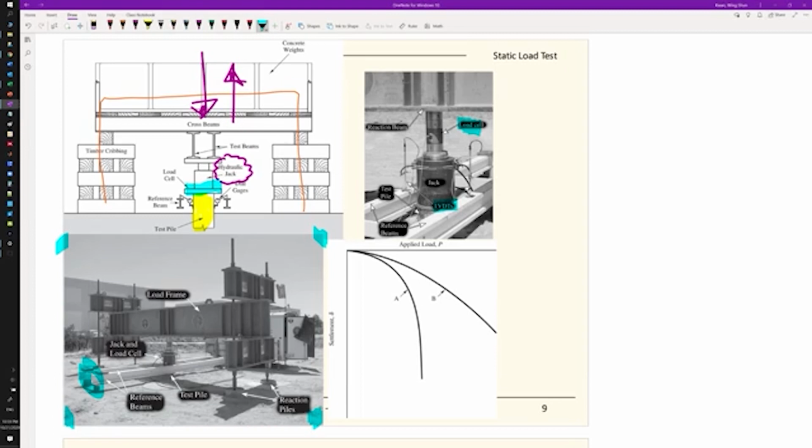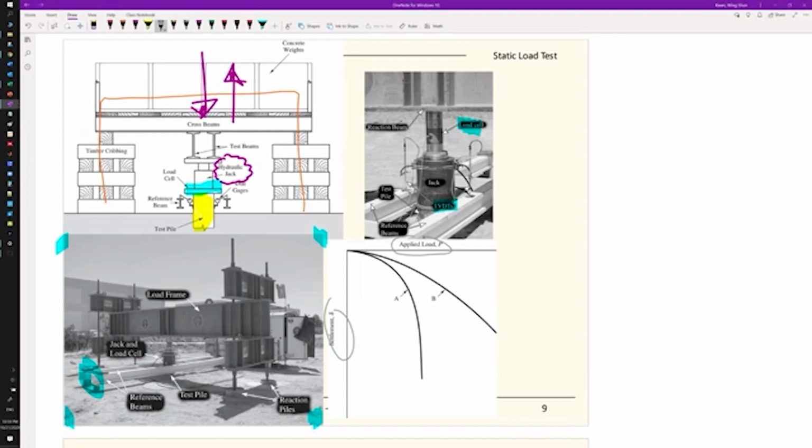But anyway, so that's the overall setup, and the final products for the static load test are those curves, like a pile response curve. So that's why we are measuring the applied load versus the settlements. The load we pick up from the load cell, and the settlements are picked up from those LVDTs. And the shape of the curve depends on the soil type.